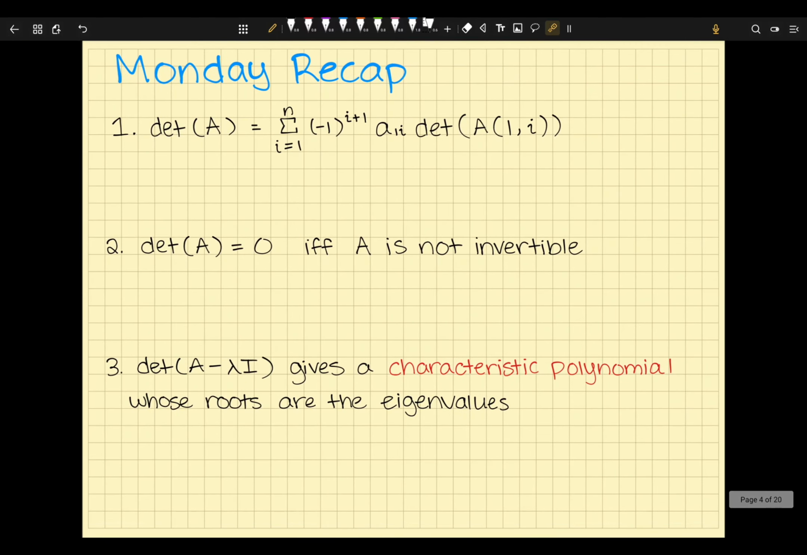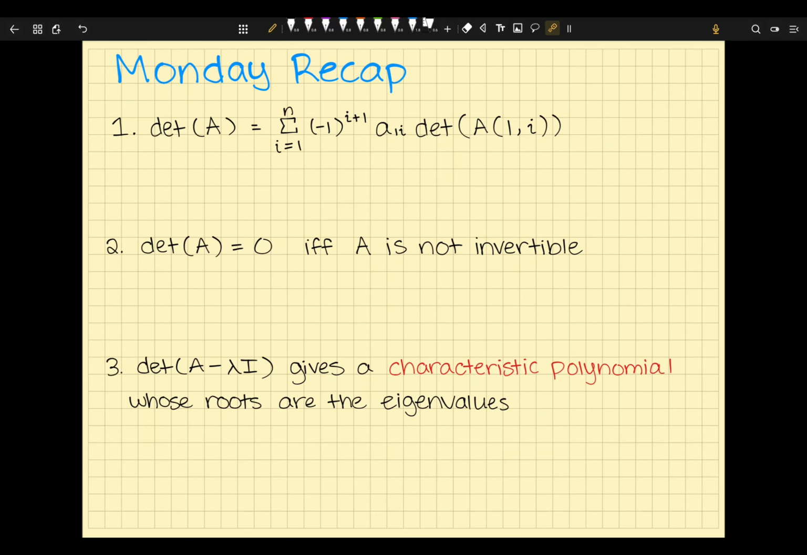Okay, so on Monday, we started out by talking about the determinant. And remember, determinant was our notion of the signed volume of the parallelepiped that the column vectors of the matrix form. And that was a lot of words in one sentence. I'm going to show you a picture of the determinant later in today's lecture.